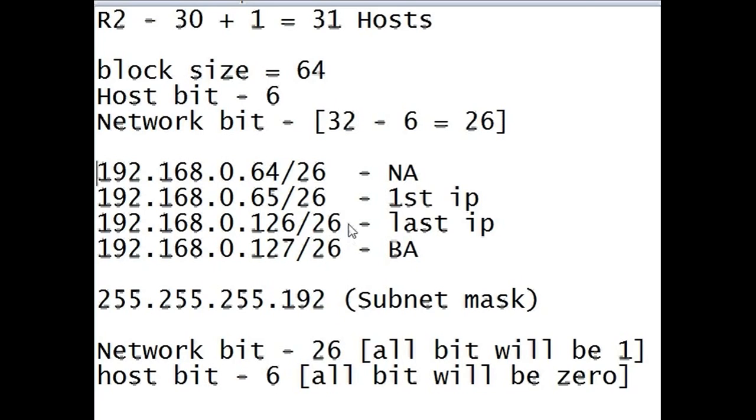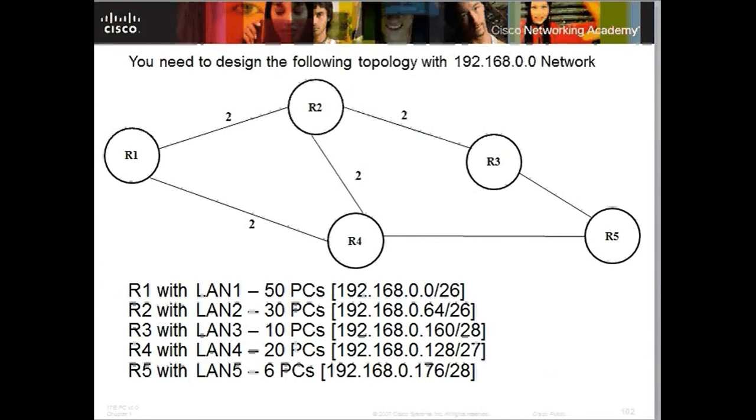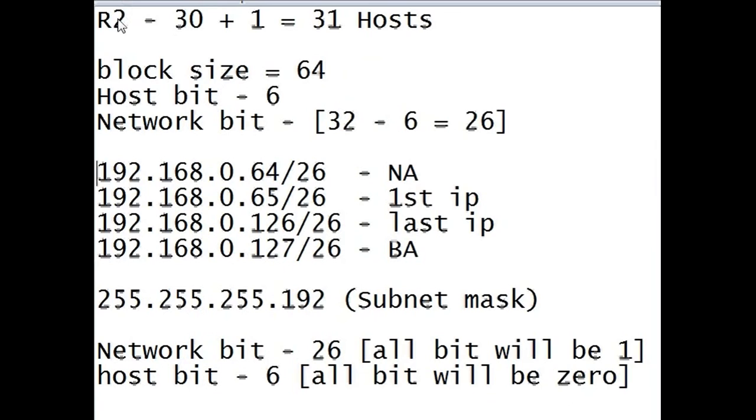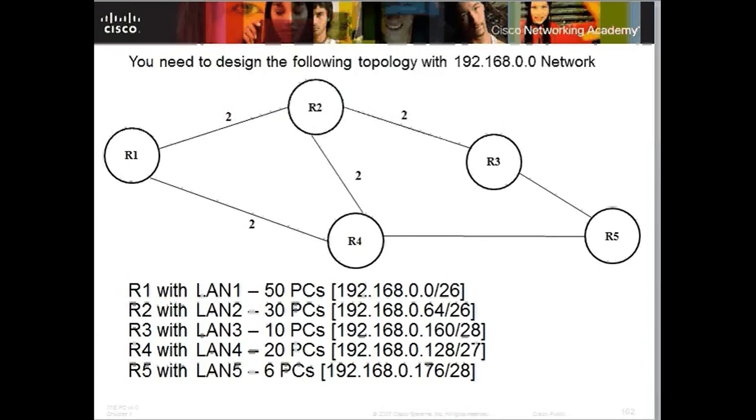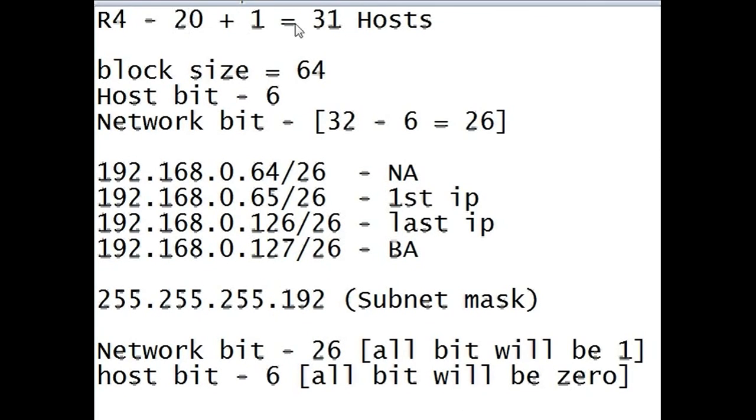So going for the next one, that is not router 3 but router 4, because whenever we create subnets we have to give priority to the bigger blocks. So let's go for R4. R4 has 20 PCs, so 20 plus 1 is 21. Then in this case we have to go for a block size of 32. The host bit will be 5, so this will be /27.